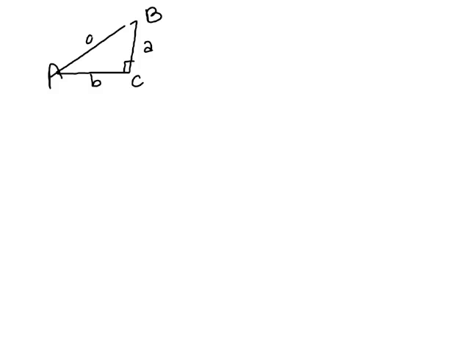They're given a B side length of 12 inches and an A side length of 5 inches. So what am I missing? I'm missing both my angles and my hypotenuse. So where should we start?